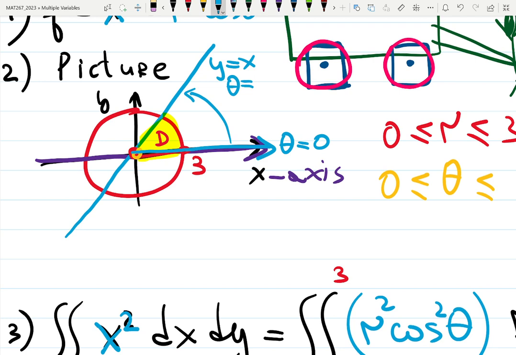Pi over 4? Agree, disagree? Yeah. How do you know though that it's pi over 4? Because y equals x, it's just a 45 degree angle. 45 degrees, exactly. y equals x is a line that divides the first quadrant into halves. Any quadrant is 90 degrees. Half of it is 45 degrees. So it's pi over 4.